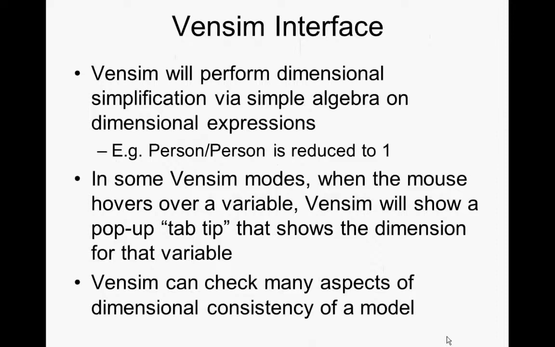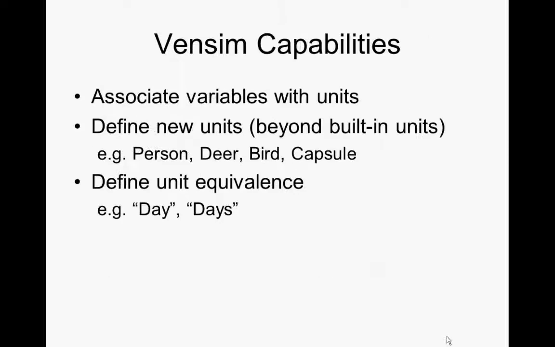It'll be a simple algebra, okay? In Vensim models, if you associate dimensions with quantities, Vensim will show a little pop-up that shows the dimension for variables, and it can check many aspects of the consistency. It's pretty good. So what can Vensim do?